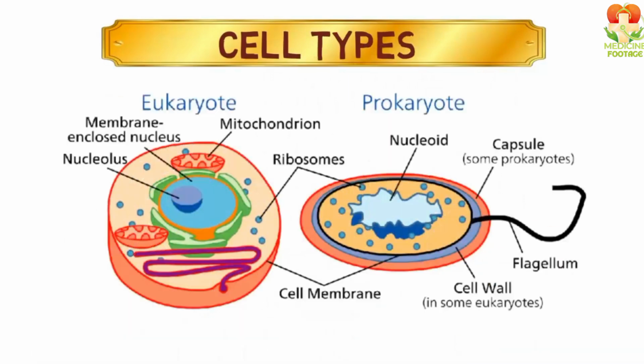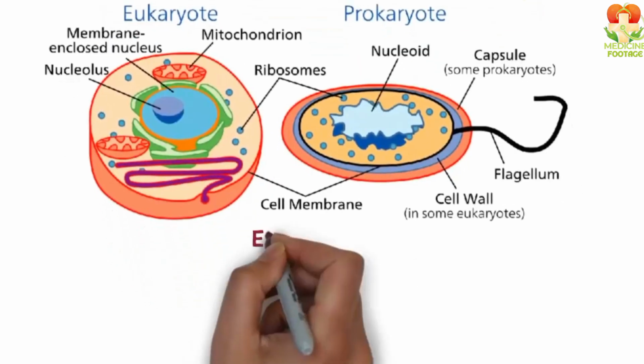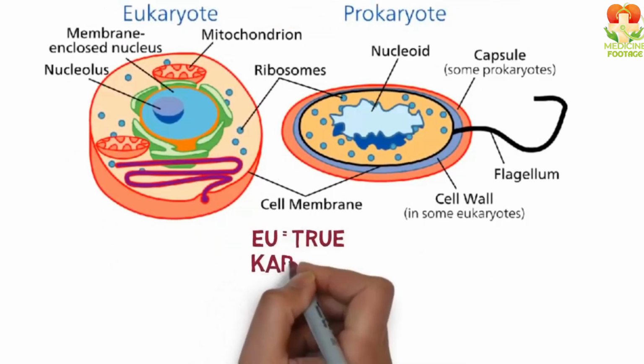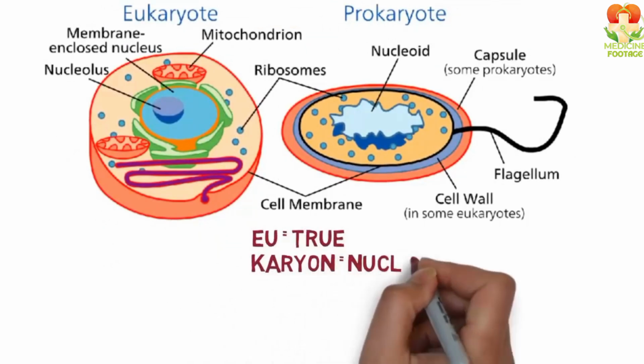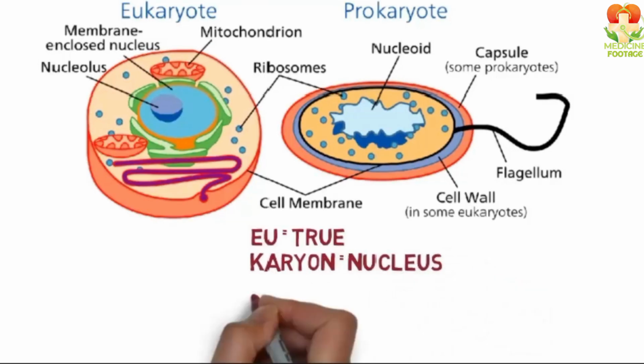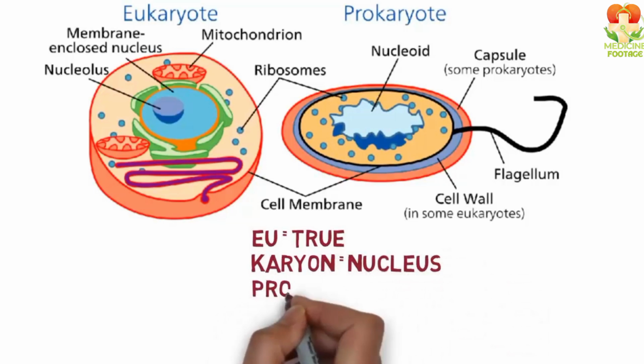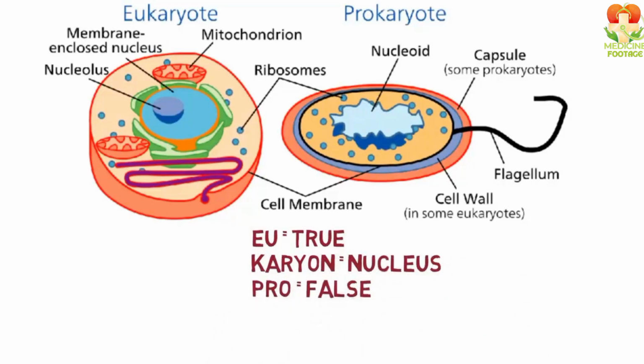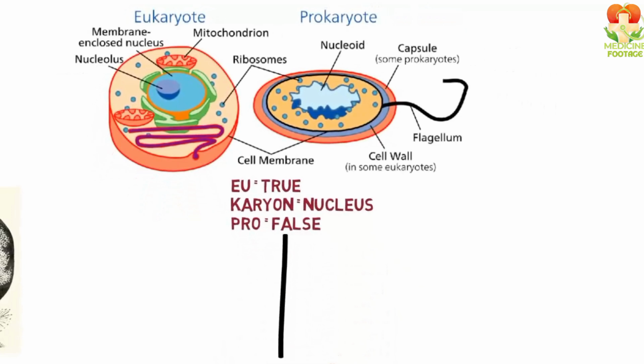Now, let's discuss the types of cells. There are two main types of cells, eukaryotic cells and prokaryotic cells. Eukaryotic is derived from two words. In eukaryotic cells, eu means true and karyon means nucleus. Prokaryotic is also composed of two words. In prokaryotic cells, pro means before or false, indicating a lack of a true nucleus. Let me tell you the difference between them one by one.